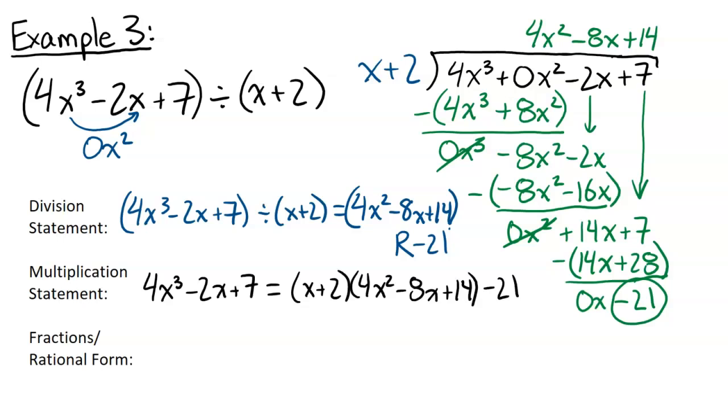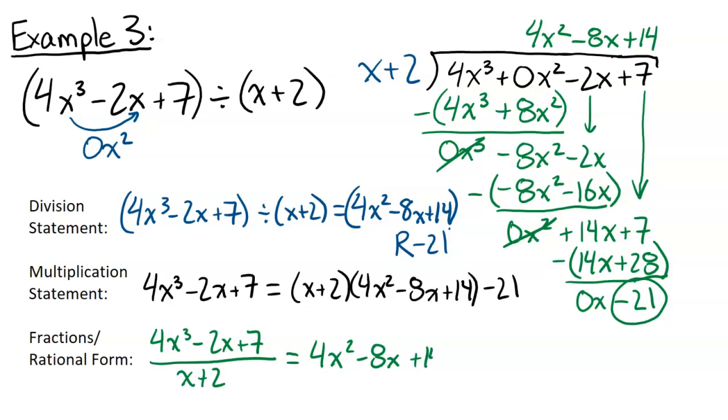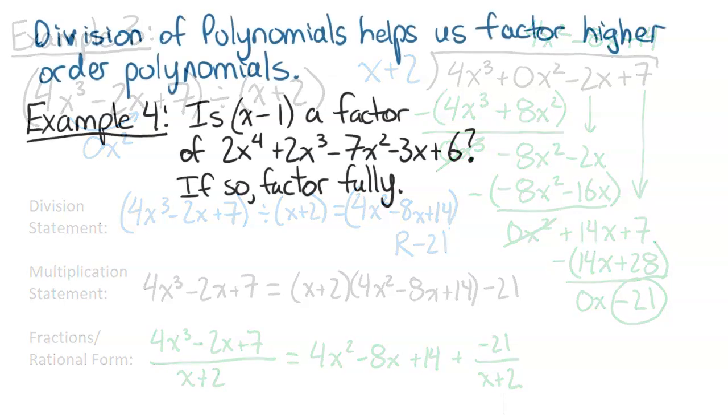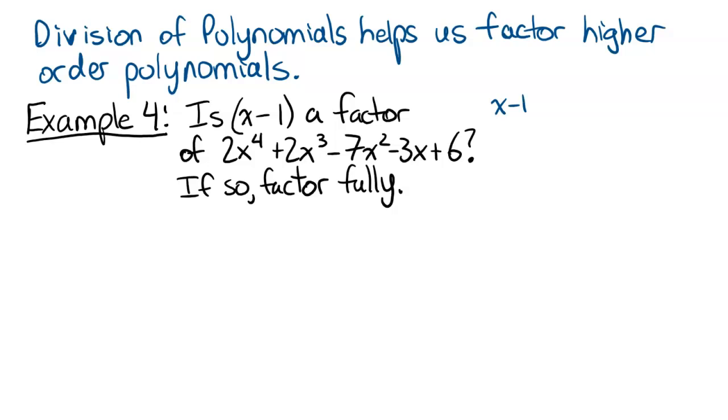And last but not least, in the fraction form or the rational form, it's 4x cubed minus 2x plus 7, all of that over top of x plus 2. And that is going to be equal to 4x squared minus 8x plus 14. And then that remainder that we had, that negative 21, is over top of x plus 2. We could have written that as minus 21 over x plus 2 as well, because adding a negative is just subtracting.